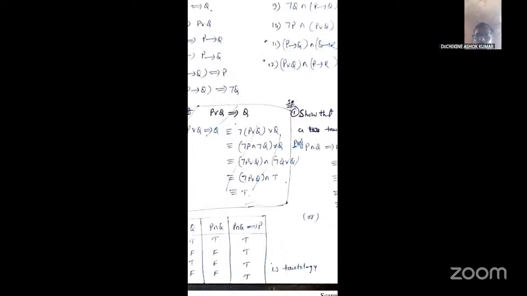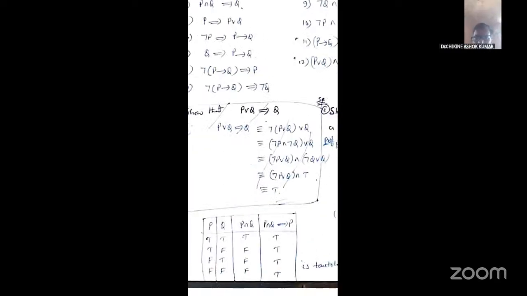P implies Q intersection Q implies R equal to P implies R. Last one, of course, in few problems, we may use these principles. P union Q intersection P implies R intersection Q implies R is always equal to R proposition R. Okay, let me do one example with truth tables and without truth tables.